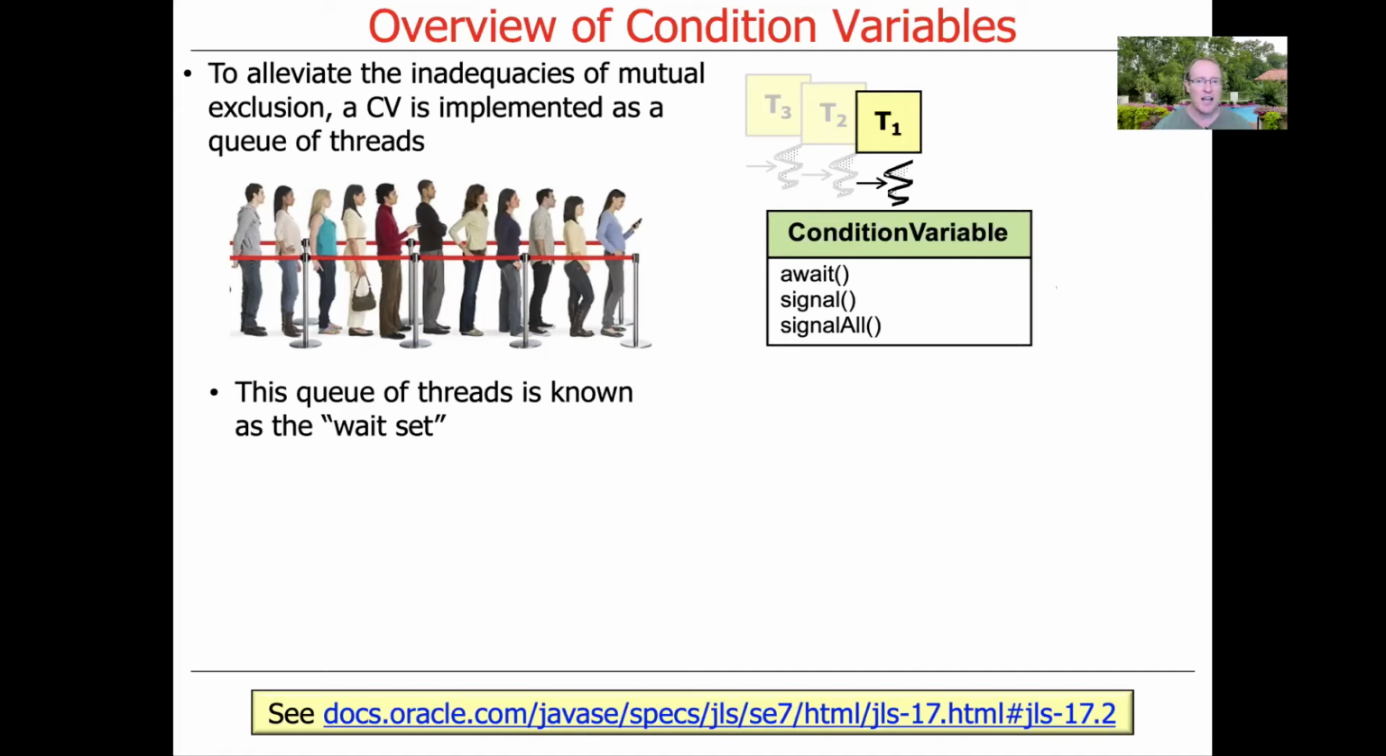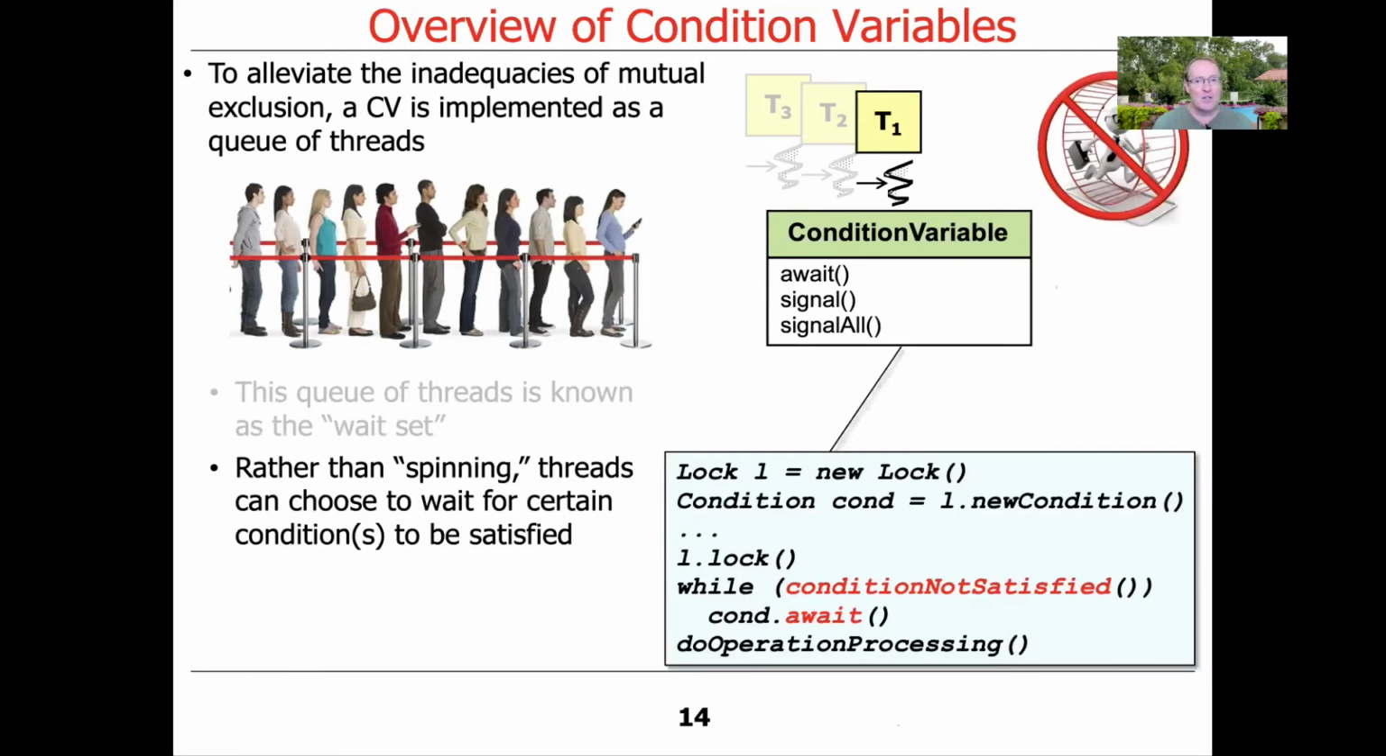So if you read the documentation and you read about the wait set, that just means it's a queue of threads that are waiting their turn to get access to some shared resource when conditions are in their favor, when the conditions are aligned to what they need to make forward progress. So rather than spinning, which is what you can do with the basic mutual exclusion primitives, threads can choose to wait for certain conditions to be satisfied.